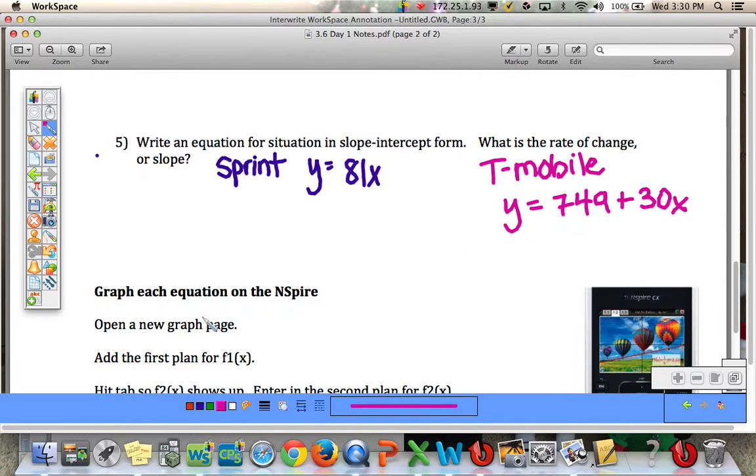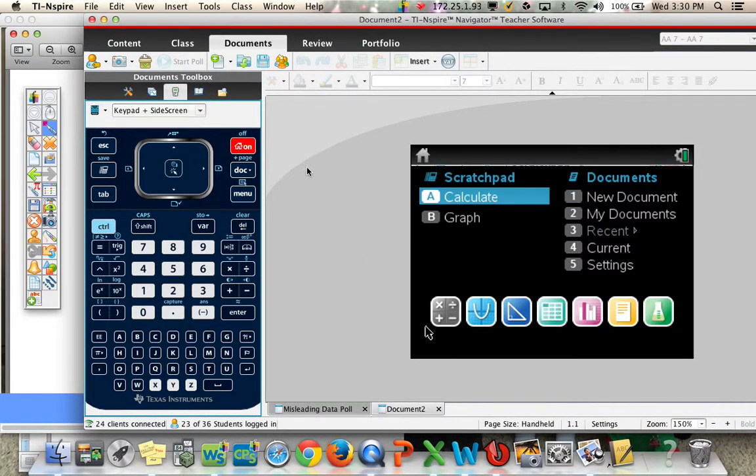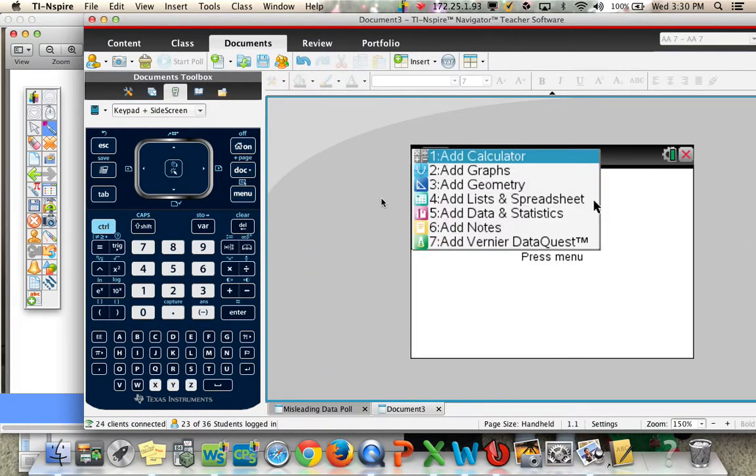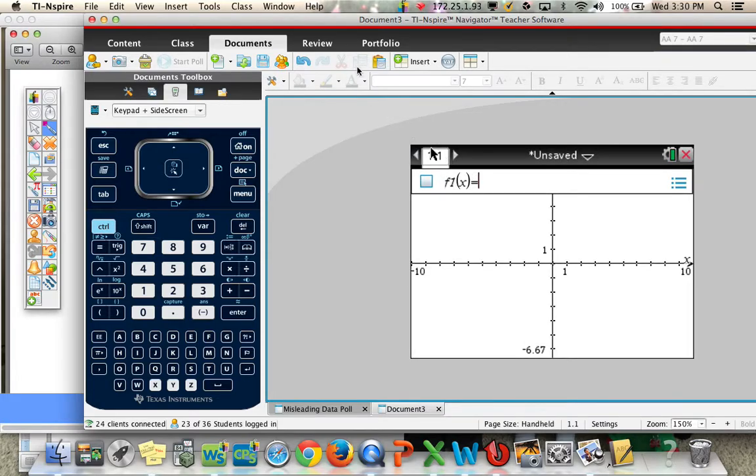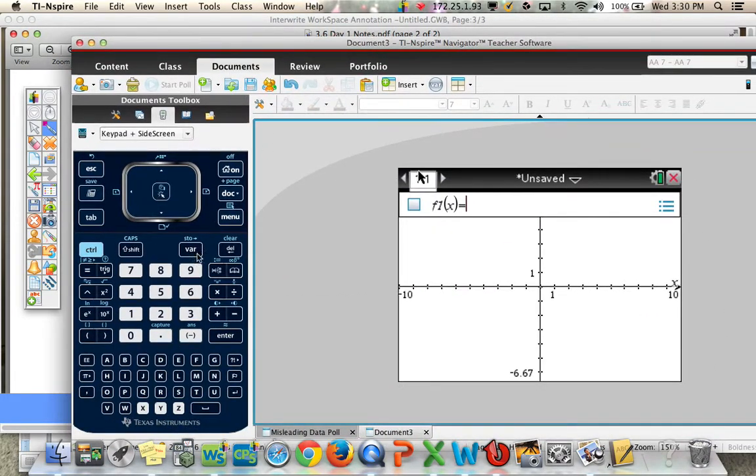All right, let's graph these. So this tells you how to graph it. Number 1, open a new graph page. So we're going to turn this on, new document, open a graph page, and we're going to type in the first equation. So that first equation was 81x. Notice this f1 of x equals, that's like y equals. So 81x, hit enter to graph it.